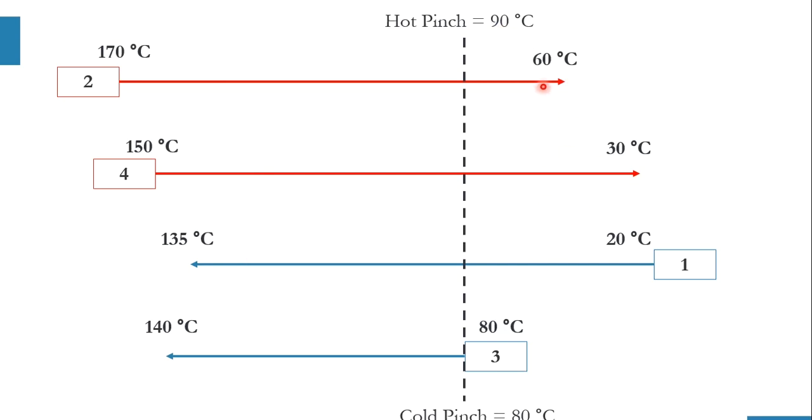Then below pinch, the number of hot streams should be greater than or equal to the number of cold streams. So there are two cold streams below pinch and one hot stream. So the rule is satisfied.